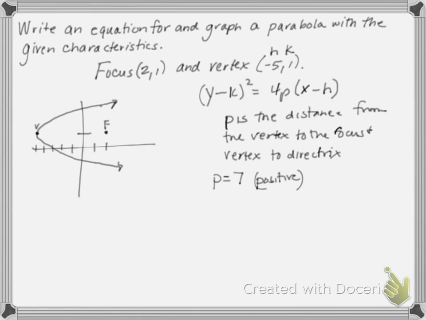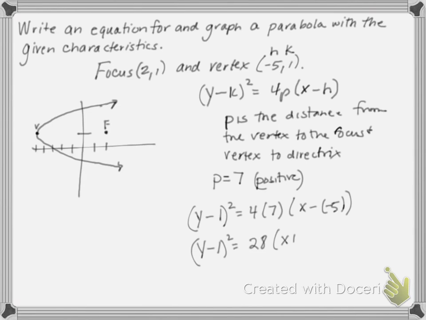So I'm going to substitute into this equation. So I have y minus k, k is 1, squared is equal to 4 times p, which is 7, times x minus negative 5, which is h. So I have (y - 1)^2 = 28(x + 5). So this would actually be my equation for this parabola here.